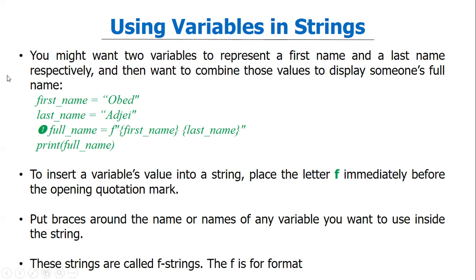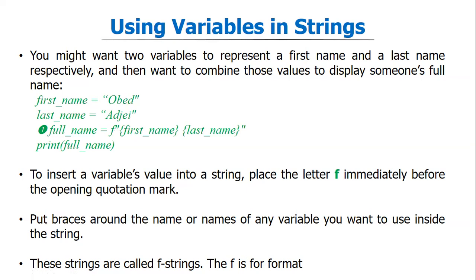For instance, I have my variable first name to be Obed, a string. Last name to also be AJ. Now, I want to go ahead and print these two names, but I want to combine them. In our previous tutorial, we demonstrated something around concatenation. Then we also introduced the F string, and we are reintroducing it because we want to explain it further.